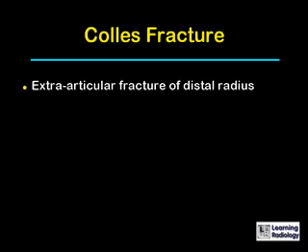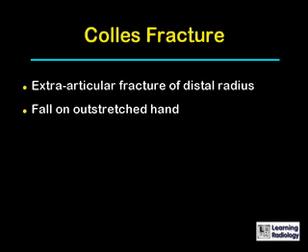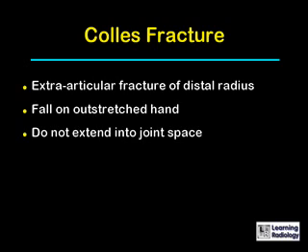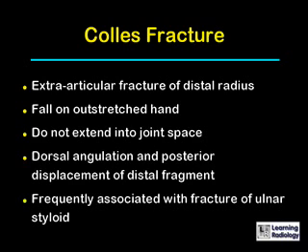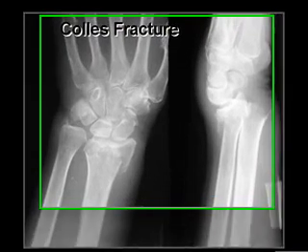A Colles fracture is an extra-articular fracture of the distal radius. It occurs, as most of these fractures do, by fall on an outstretched hand. Colles fractures do not extend into the joint space. There is almost always dorsal angulation and posterior displacement of the distal fracture fragment. All fractures by convention are described by their distal fracture fragment orientation, and it is frequently associated with a fracture of the ulnar styloid, although it does not have to be.